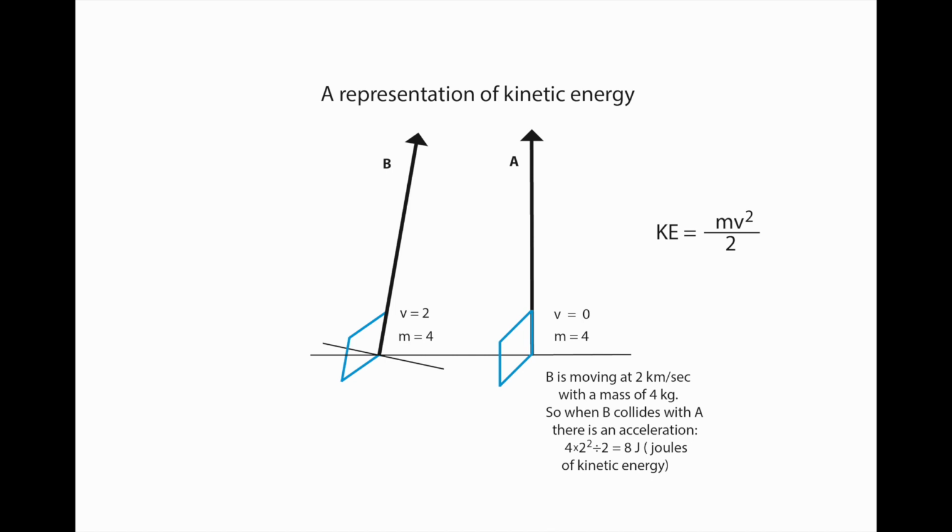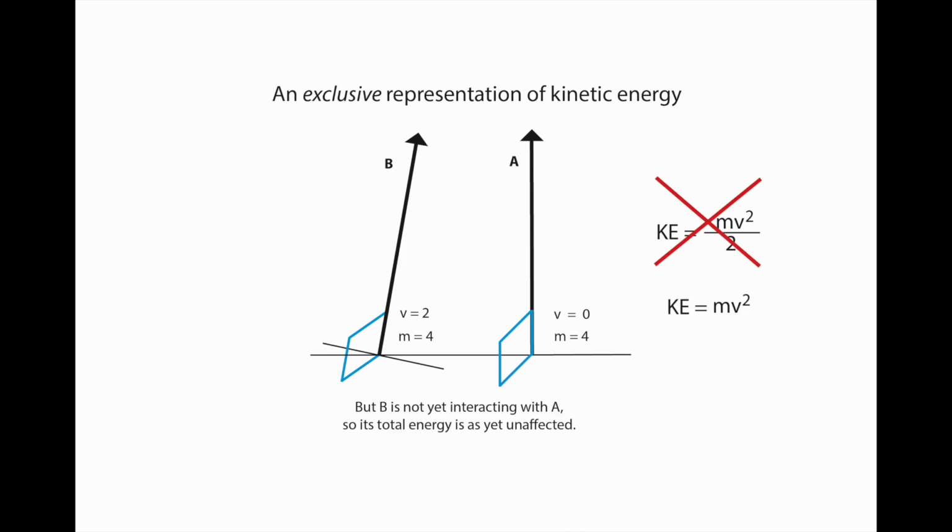If B is not yet interacting with A, let's strike out the more modern version of kinetic energy and consider the energy exclusive of its effects. That's the crucial difference between the 2 versions of the kinetic energy formula. In this one, we are looking at the exclusive kinetic energy of a single body. In the other one, we were evaluating its potential or subsequent interaction with another body.